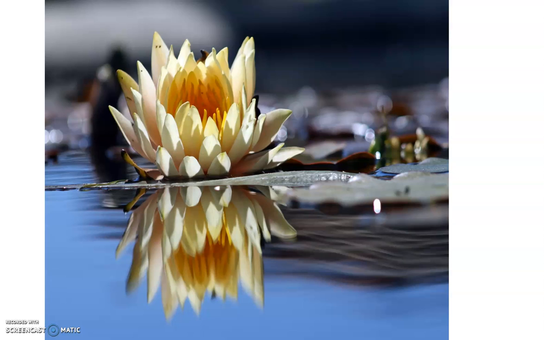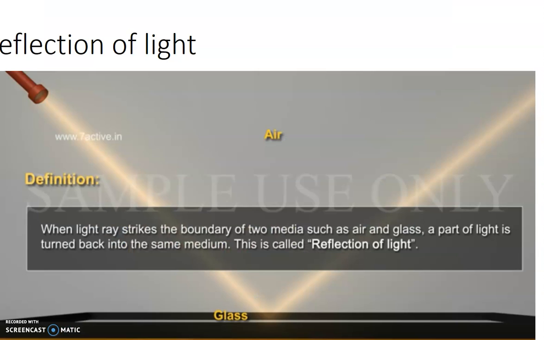Now, what do you see in this picture? You can see a flower on the surface of water, and you can see the image of that flower on the water. What is the reason behind this? The reason is reflection of light. Reflection of light is when light rays strike the boundary of two media, such as air and glass, and a part of the light is turned back into the same medium. This is called the reflection of light.